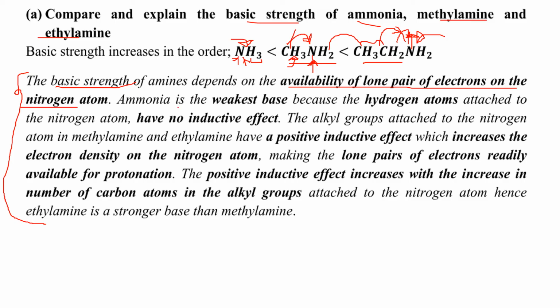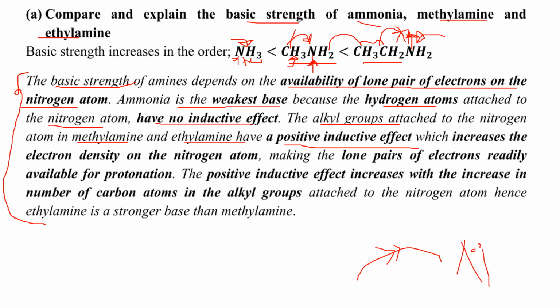Now you are saying that here ammonia is going to be the weakest base because the hydrogen atoms attached to the nitrogen atom have no inductive effect, like I've explained. Now the alkyl groups attached to the nitrogen atom in both methylamine and ethylamine have what we call a positive inductive effect. I told you positive inductive effect refers to those groups of atoms that donate electrons. Those electrons that are donated are going to go to the nitrogen atom. That means that the lone pairs of electrons are going to be readily available in the nitrogen atom to accept protons from the solution. So that's what we are explaining here.